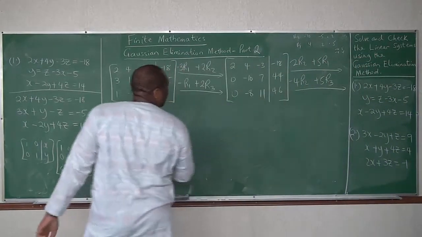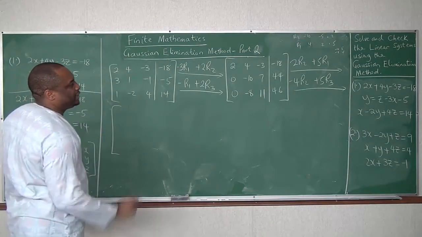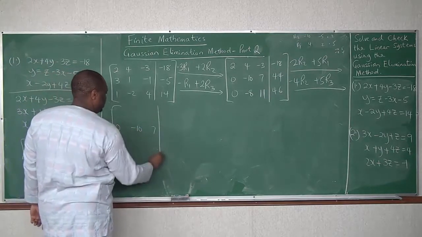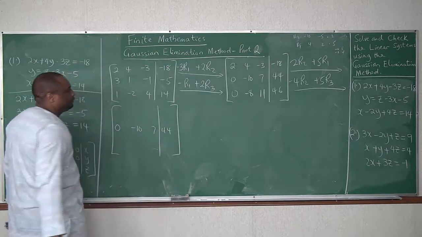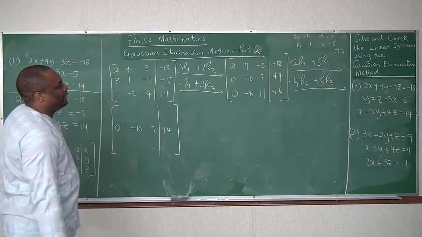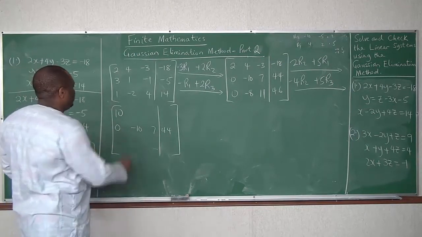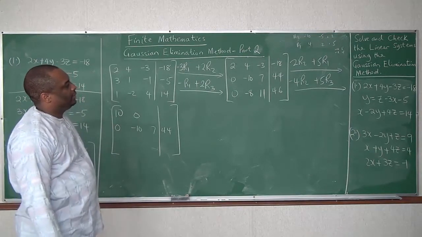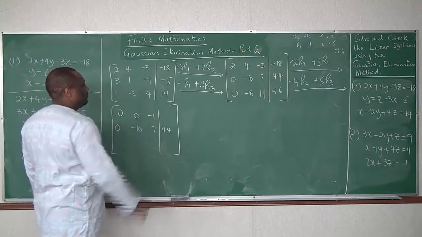Alright, so what do I have now, folks? What row remains unchanged? Row 2. 0, negative 10, 7, 44. I write the row first. Then 2 times 0 is 0 plus 5 times 2 is 10. This is negative 20 plus 20 is 0. 2 times 7 is 14. 14 minus 15 is minus 1.